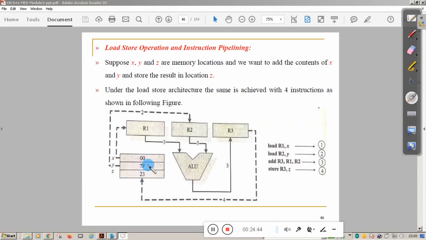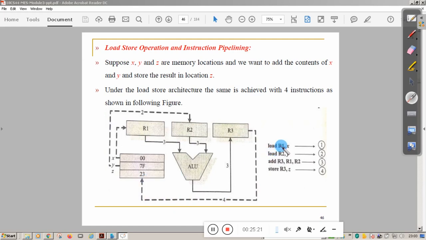The location X contains 00, and the location Y contains 7F. In the RISC processor, it will first load the content from the memory to the register R1, and the content of Y is loaded to R2 in the second instruction. Then it will add registers R1 and R2 and store the result in R3. Finally, it stores the content of R3 in the memory by using the store operation.